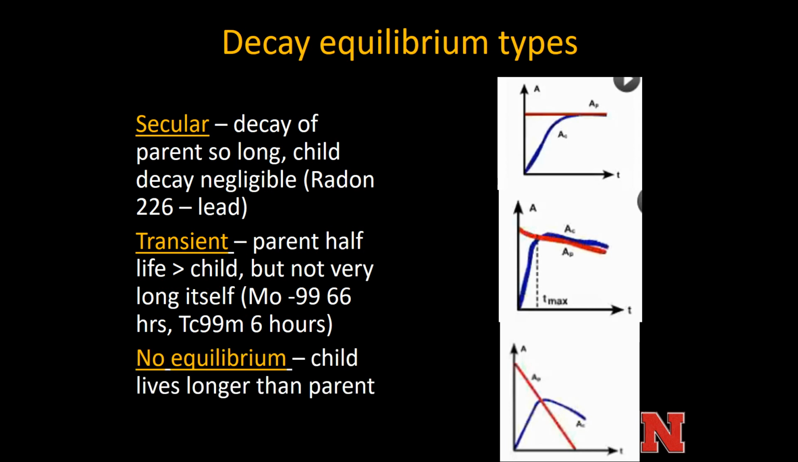And then you have no equilibrium. So this would be like secular decay, transient decay, and then no equilibrium. That's where the child just outlives the parent, kind of how hopefully nature works for most of us, where the child eventually completely replaces the parent.